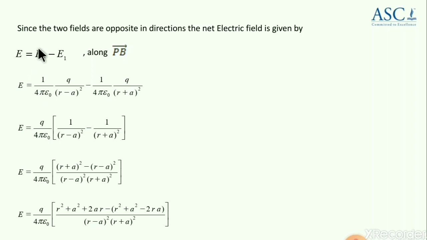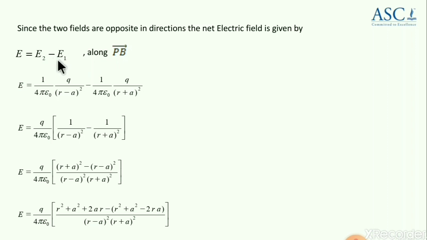This is what I was trying to tell. If we want to calculate the total electric field, it will be E2 minus E1. Why is it E2 first, then E1? Because I have told you, due to the minus Q charge, the effect will be greater. That is why you have to consider its electric field first. And why minus? Because the two fields are directed in opposite directions. If two vectors are acting along a straight line in opposite directions, it is minus.